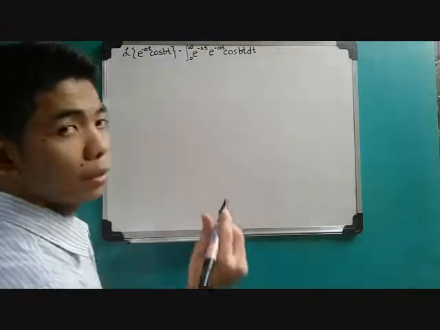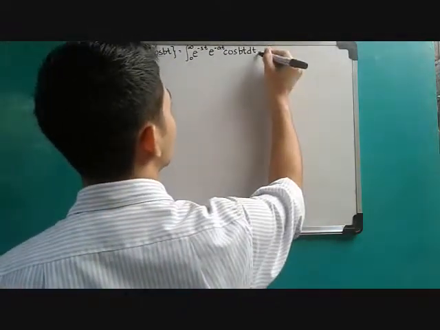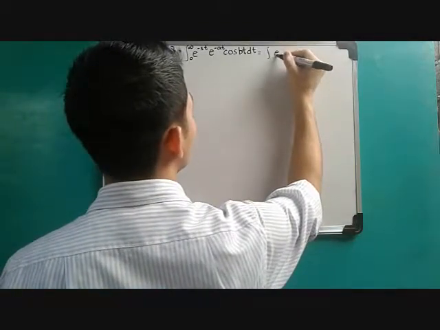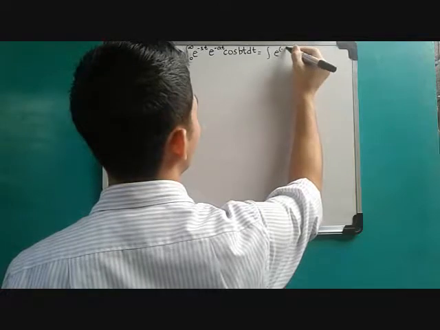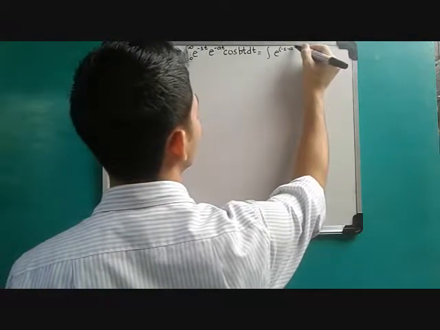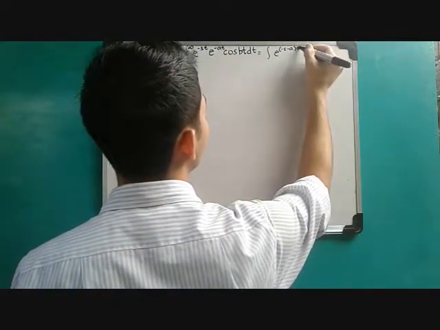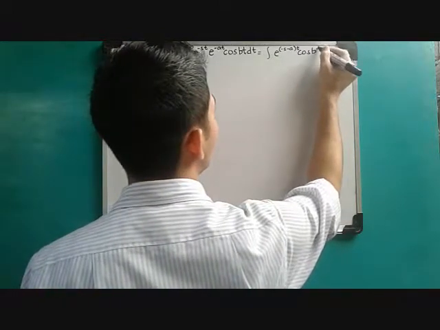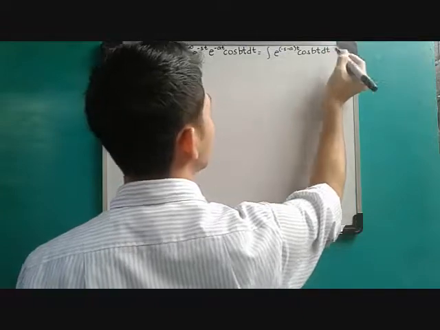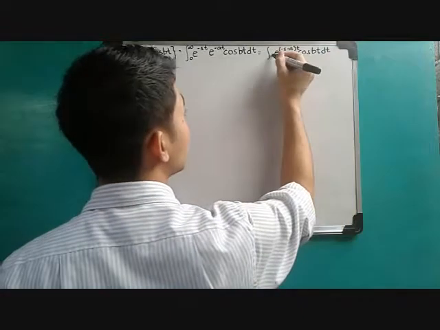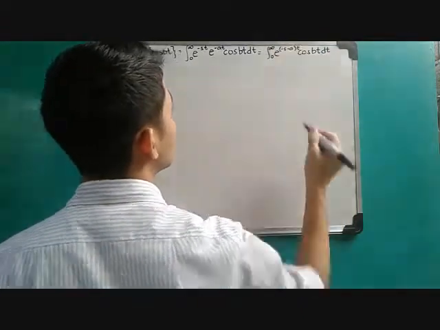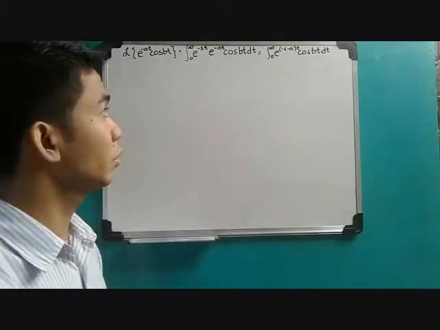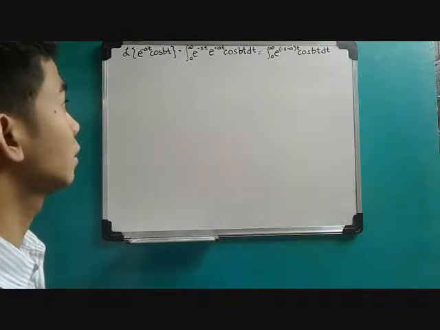Next is to simplify the equation. Integration of e raised to the quantity negative s minus a times t cosine bt dt. Limits are from 0 to infinity. To solve this equation, you need to solve it using integration by parts.